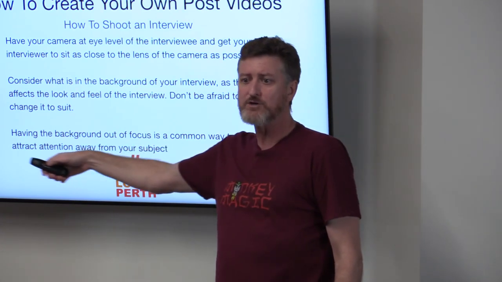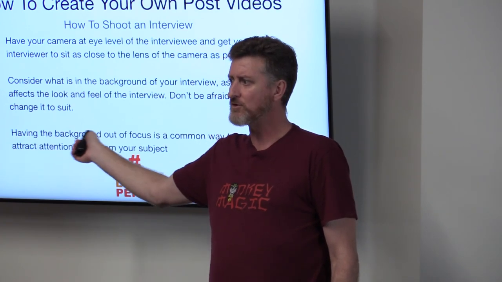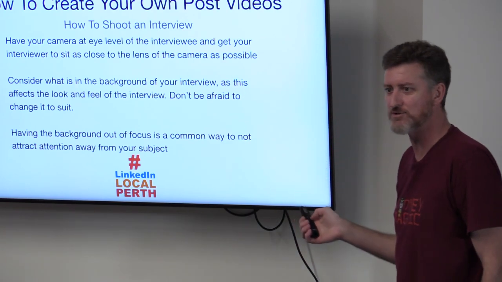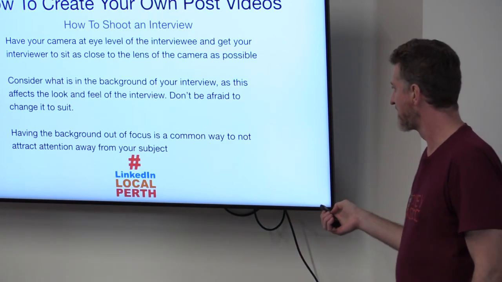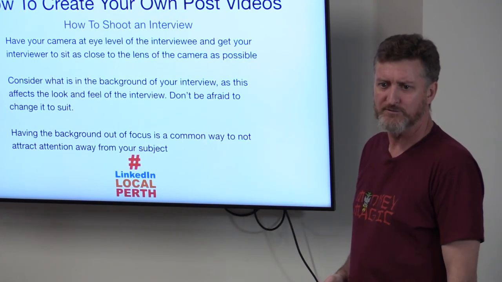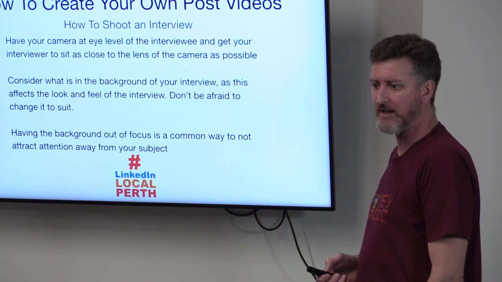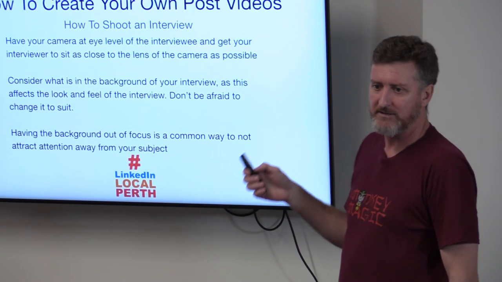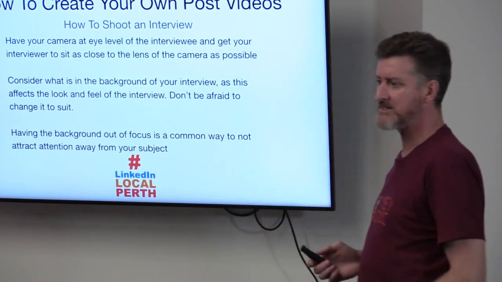Having your background out of focus, anyone know what the term's called? Begins with a B. Blurry? It's bokeh. That's the sort of effect everyone goes for, having that blurry background. You can get it with the cameras these days, but a prime lens is a lot easier.